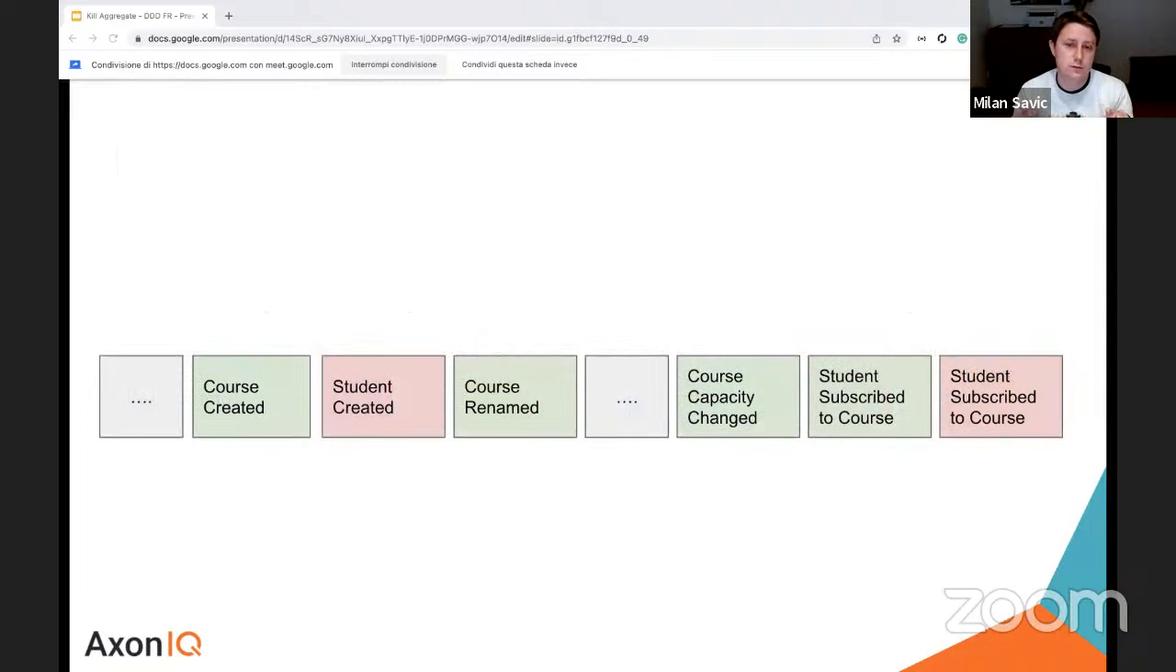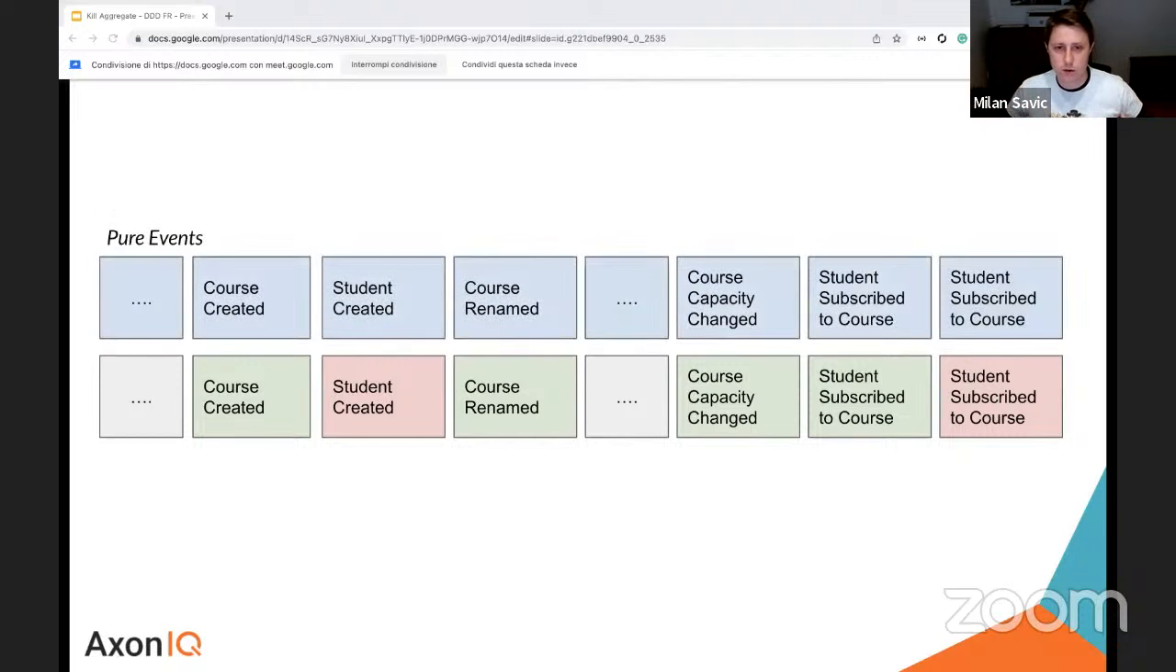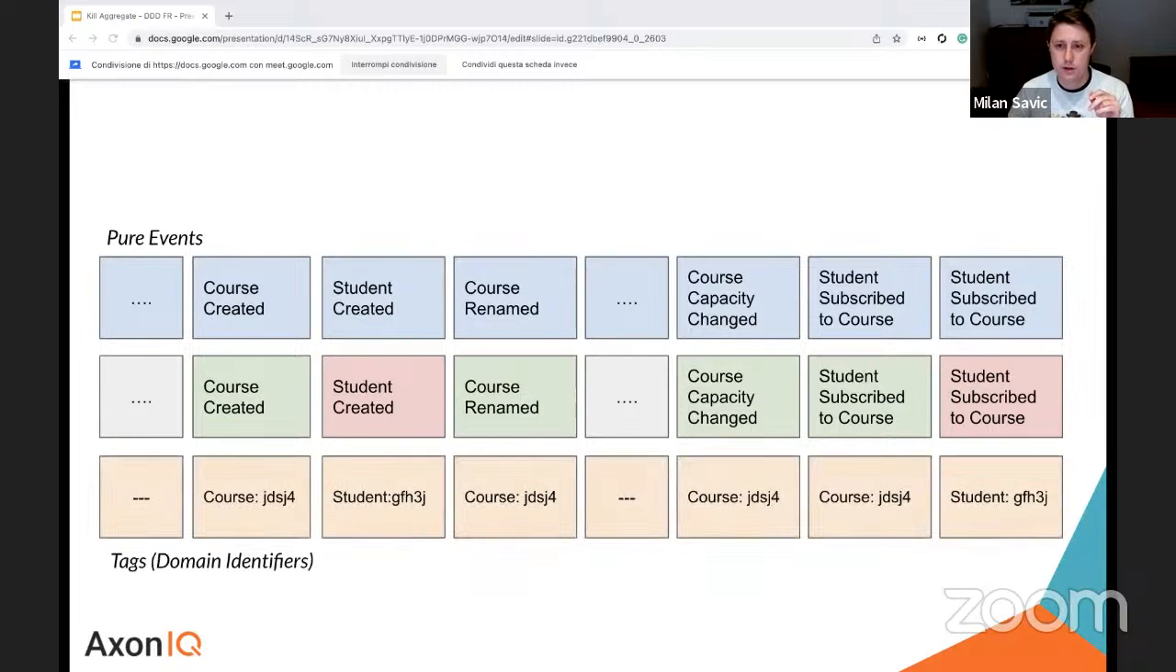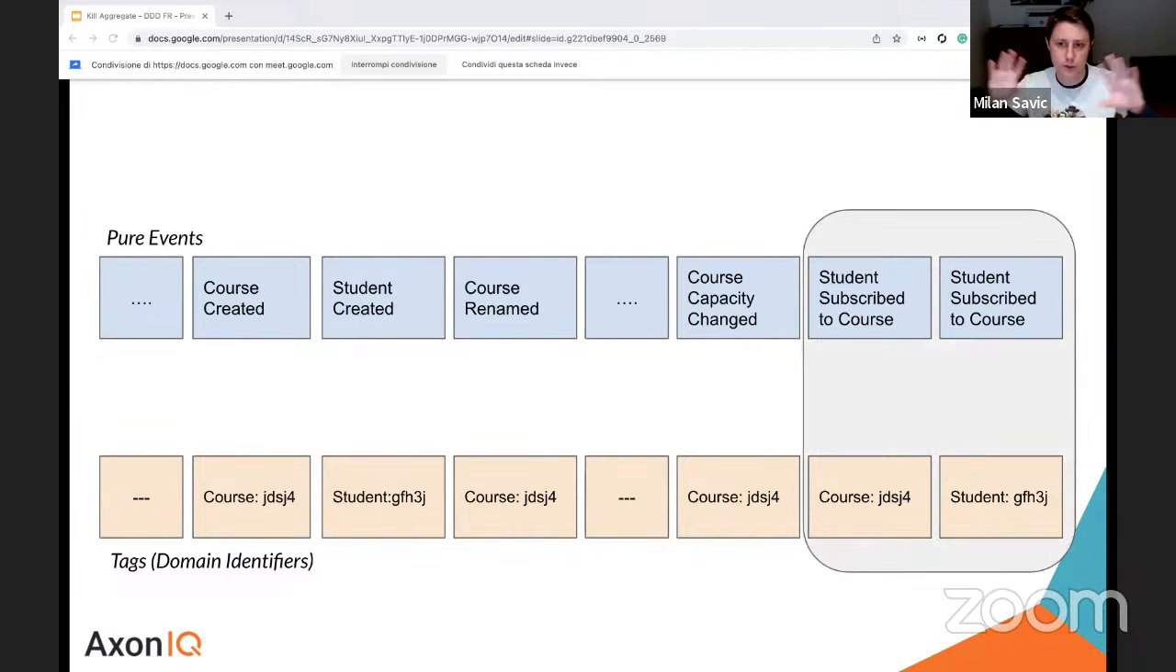So the first thing that we are going to try to do here is to get rid of the ownership. We have events that belong to certain aggregates. Let's try to get only the payloads of those events. We are going to call those pure events. Then, because we need to know to which domain concept these events belong, we are going to have another layer that we are going to call tags or domain identifiers. These are basically links towards our event saying that this event belongs to this specific domain. Let's get rid of the owned event.